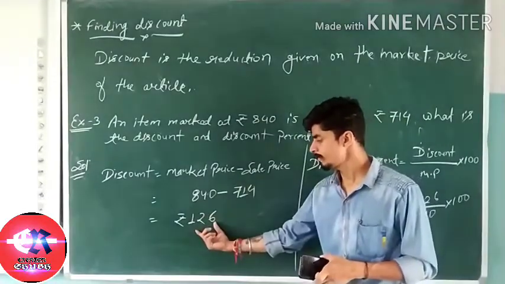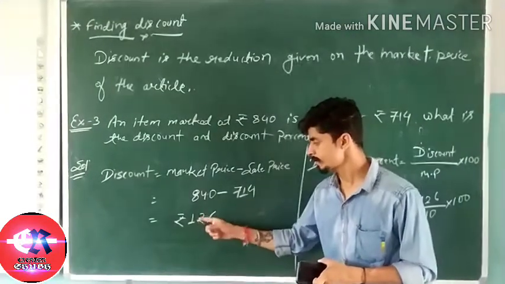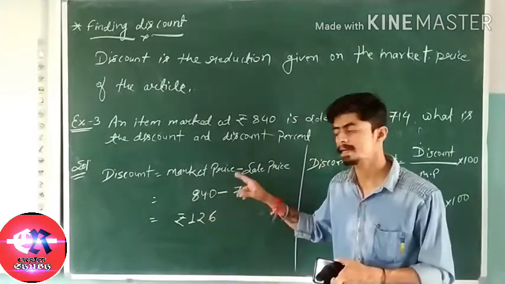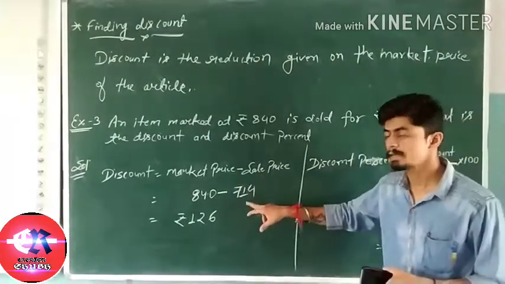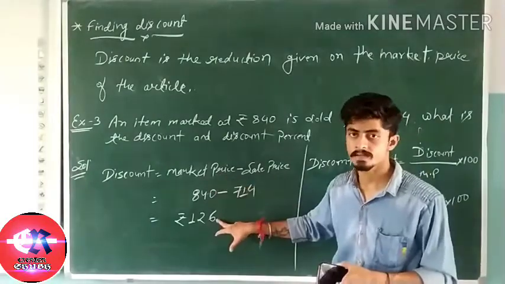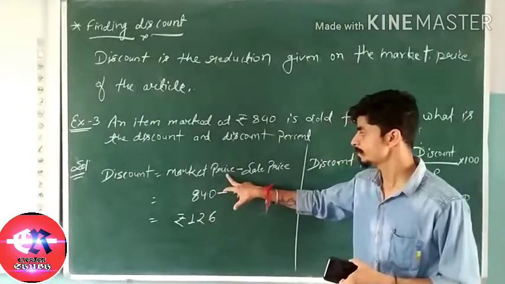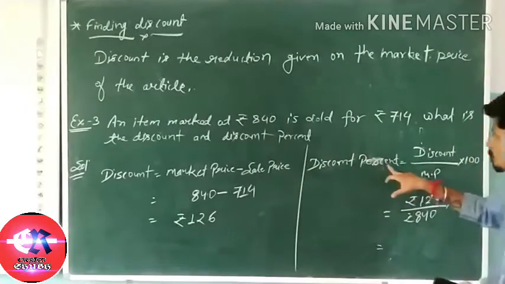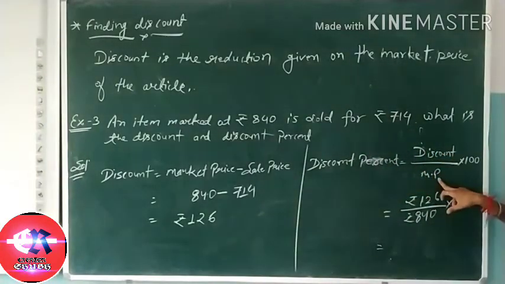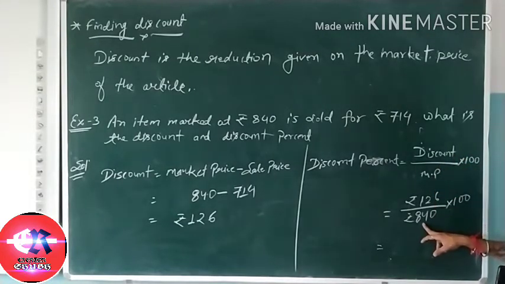What amount do we get as a discount? 126. And what was the market price? Not the sale price. We have to take the market price as a base. So the market price we take as a base, and this is the discount we get. So discount percent is equal to discount upon market price into 100. Discount we get 126 and market price is 840, into 100.